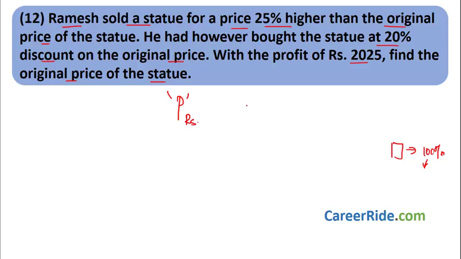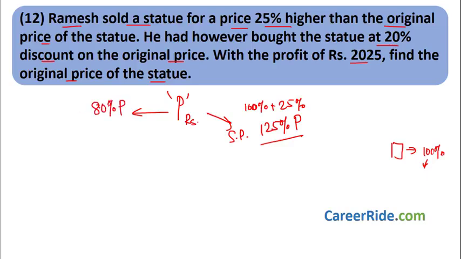That means the price now becomes 100% plus 25%, that is 125% of P. Also, this is the selling price, right? Also, the statue was bought by Ramesh at a discount of 20%. So, how much did Ramesh actually pay for the statue? 100% minus 20%, 80% of the original price. This becomes the cost price, right?